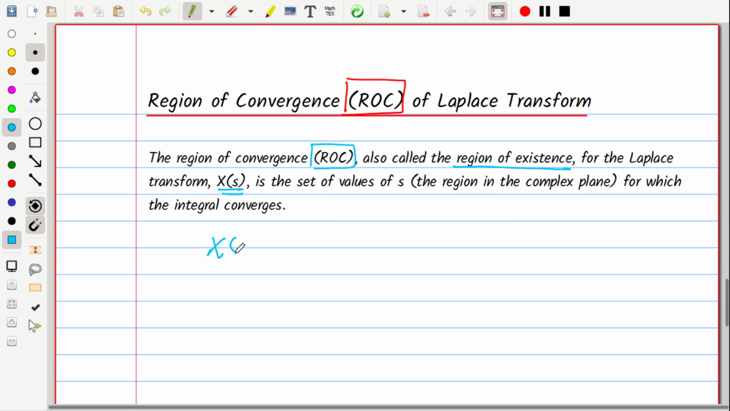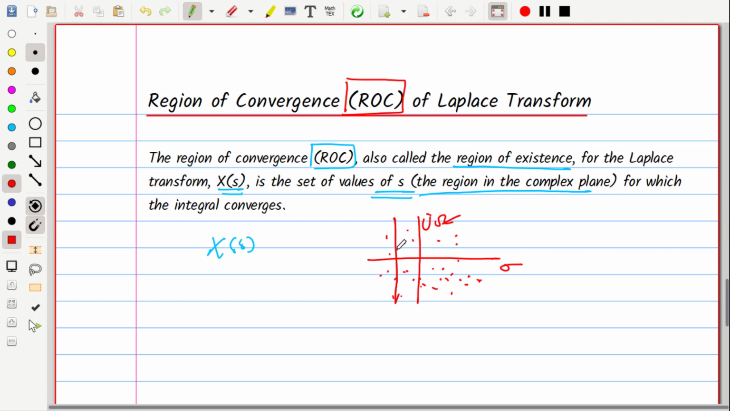So assume that we have a Laplace transform X of S. The region of convergence is a set of values of S, or the region in the complex plane, for which the integral converges. So this is our complex plane, this is the sigma axis and this is the j omega axis. I can take many values of S from this plane, right? The region of convergence says for what values of S the Laplace transform integral converges. For example, if all the values to the right side of this line create converging integrals, then this is the region of convergence for the Laplace transform. That is what we are going to discuss in this video.